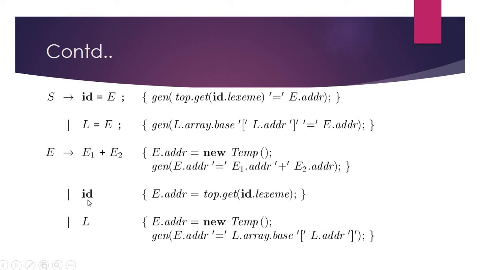For E produces ID, to retrieve the details about the ID, we'll use the top.get function. It will retrieve the details about the ID from the symbol table and then it will be stored in E.address. E.address is a parent attribute, so it will be stored in the new temporary variable.